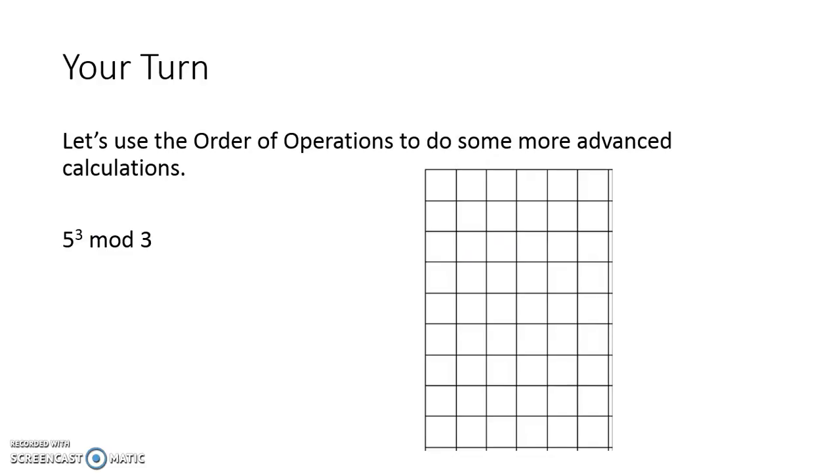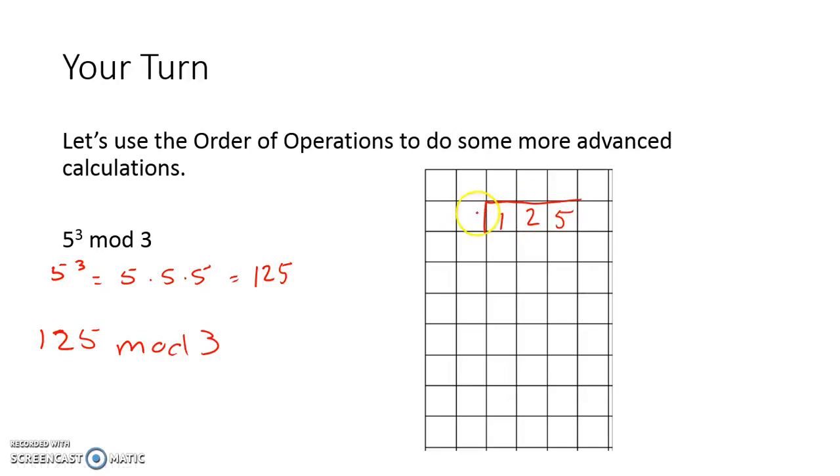Now it's your turn. Try this problem. Okay, let's work it out. First thing I need to do is 5 to the 3rd power, which is really 5 times 5 times 5, which equals 125. Now I do 125 mod 3, which means I come back up here to my workspace.